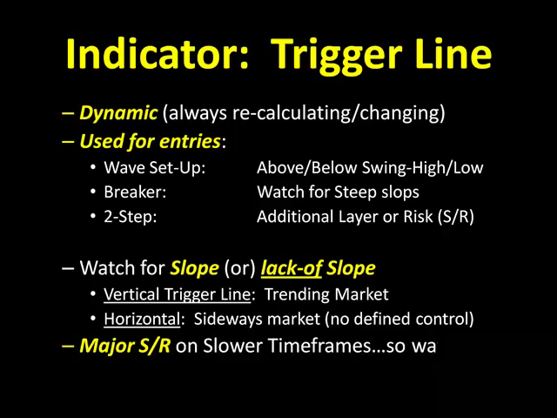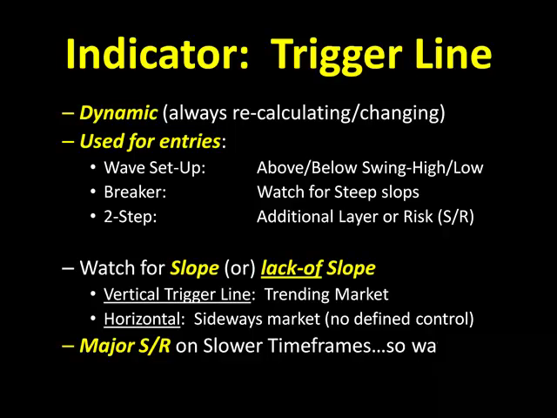Now, I also want to remind you guys, last but not least, that these trigger lines are also thought to be major support and resistance on slower time frames, so watch out for them. If your 1-minute chart is your fast time frame, and your 10-minute chart is your slower time frame, we got to pay attention to where that trigger line is on your 10-minute chart, right? So got to make sure you're aware these are major levels of support and resistance on slower time frames, so we're always watching out for them.